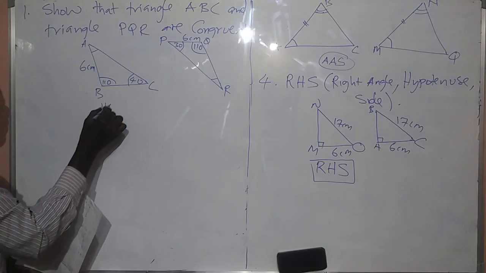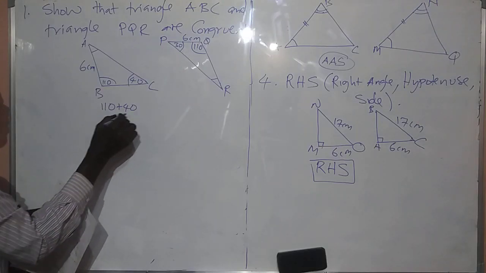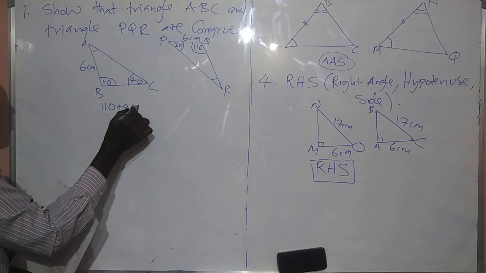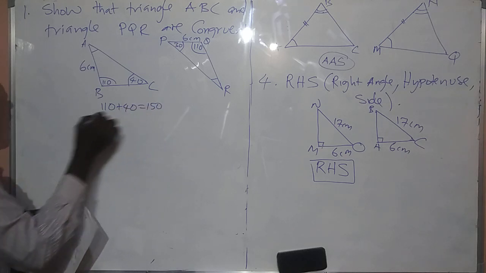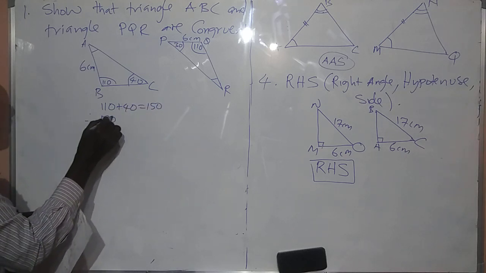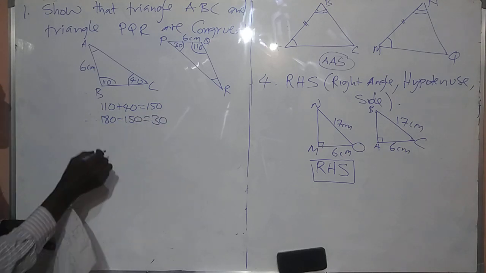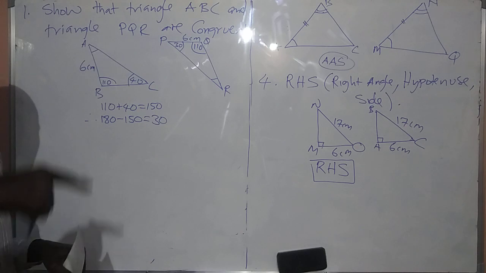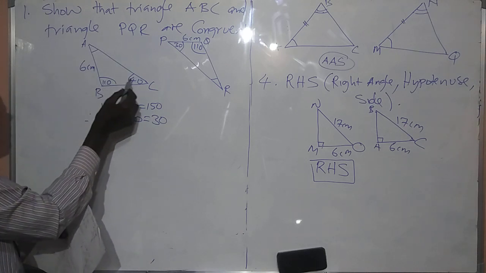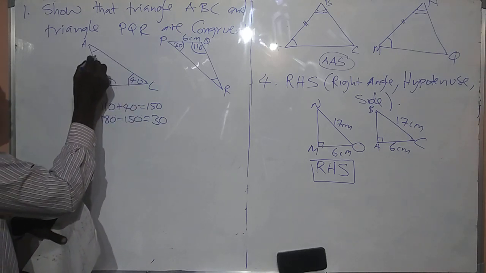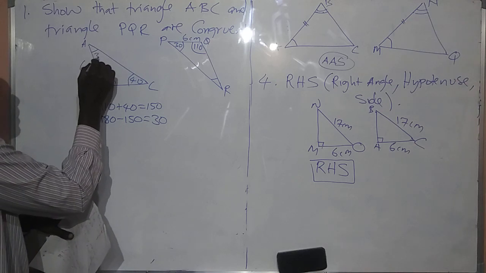110 plus 40 will give you 150, and then you subtract 180 minus 150, which will give you 30. Because angles in a triangle add up to 180, first you add these two and then you subtract from 180. You get 30 for here.